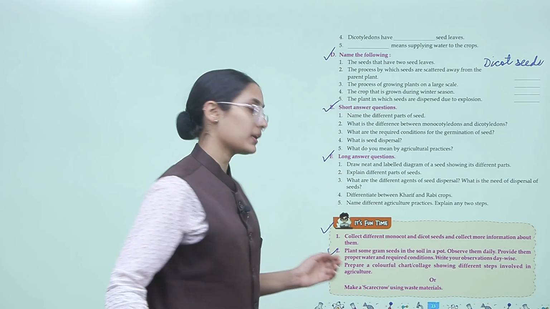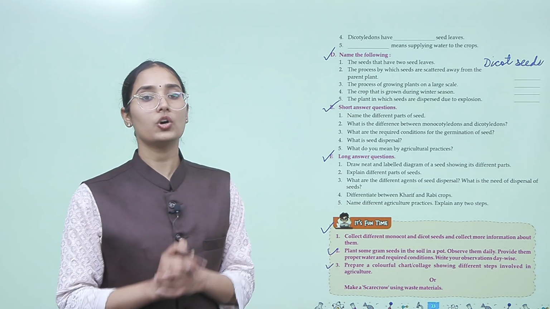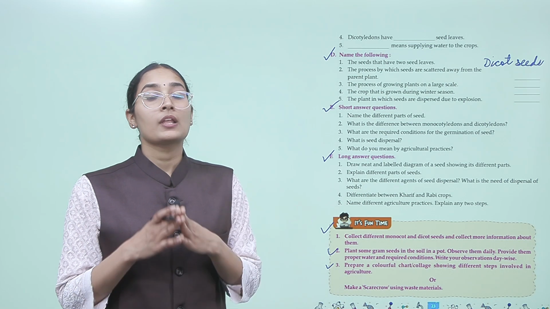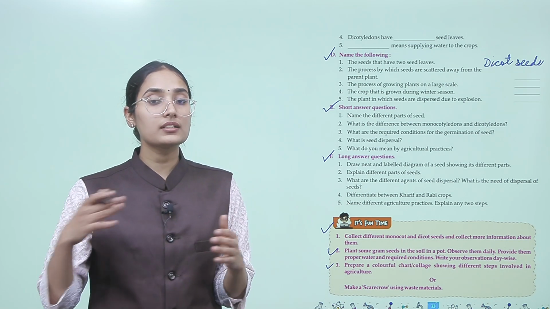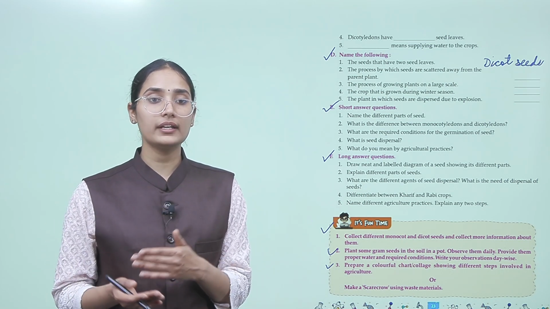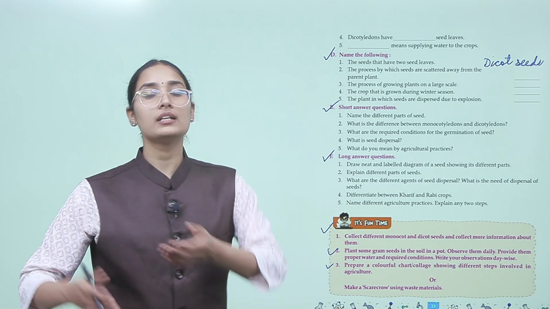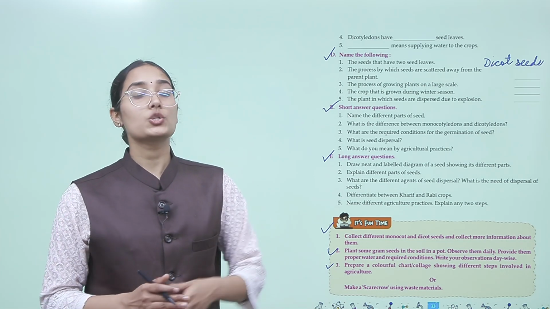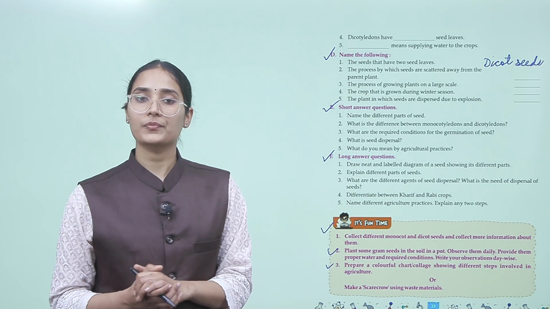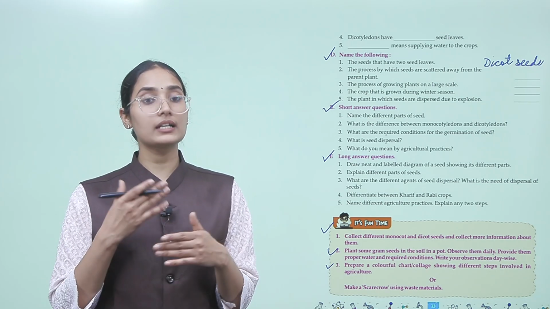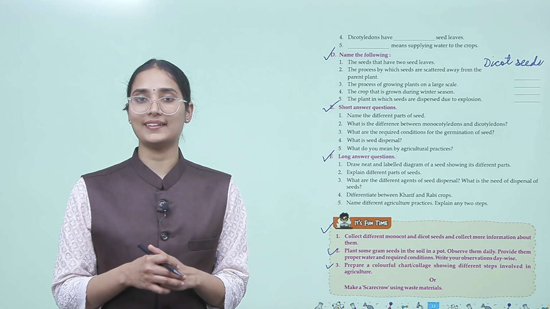Next question is prepare a colorful chart or collage showing different steps involved in agriculture. So we have studied the different steps of agriculture, from sowing, preparation of the soil, till the storage part. So you have to make a flow chart. Or else what you can do is make a scarecrow using waste material.